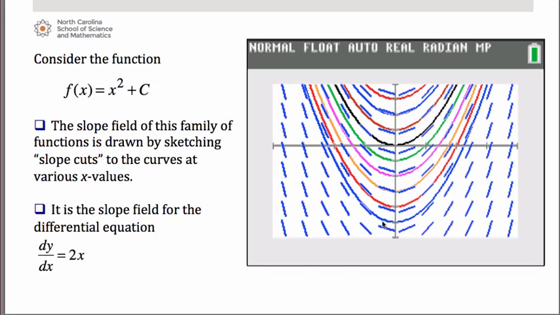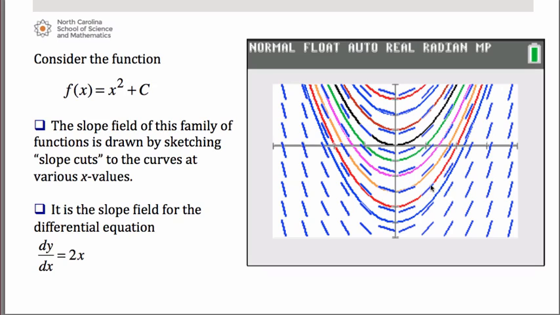The way in which these slope fields are drawn, let's use the red curve as an example. If I were to pick right here at the bottom of the parabola on the red curve, where x equals 0, that's the bottom of the parabola. The slope there we know to be 0. So there would be a horizontal slope cut there. If I go a little bit to the right, maybe around where x equals 1 on the red curve, and draw a little slope cut.